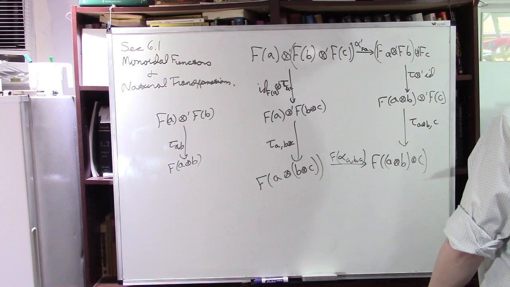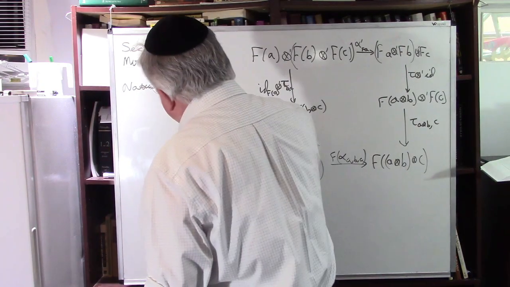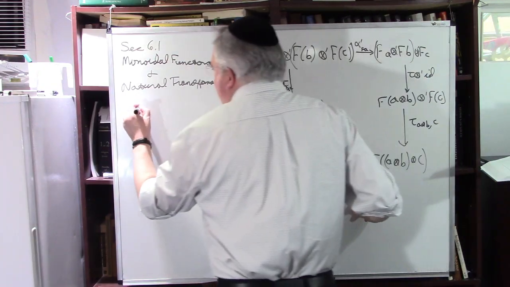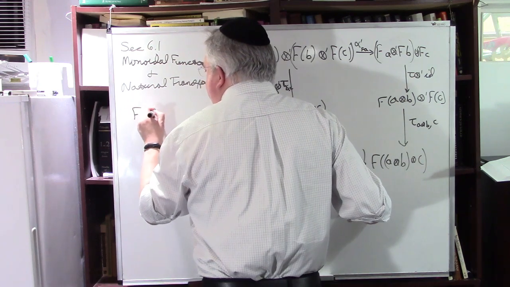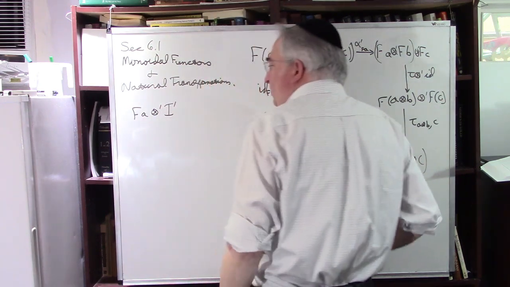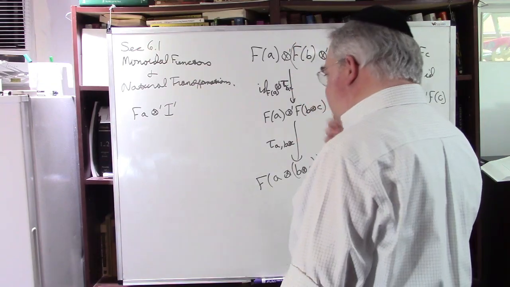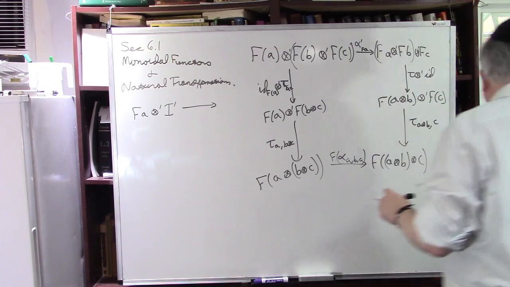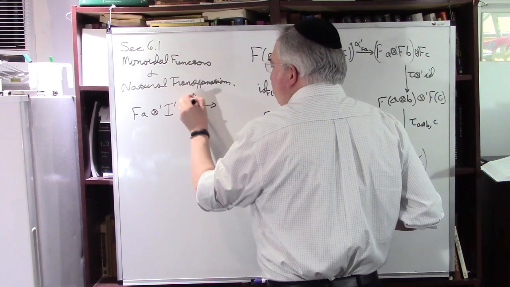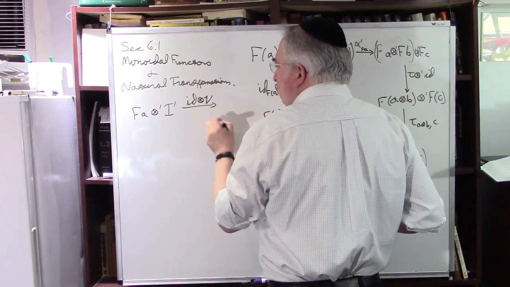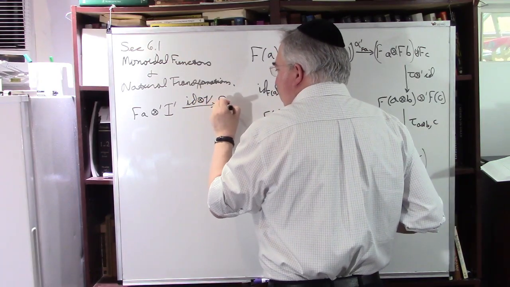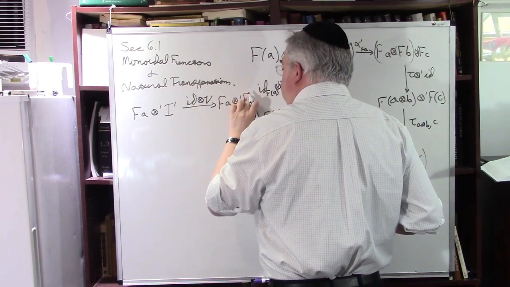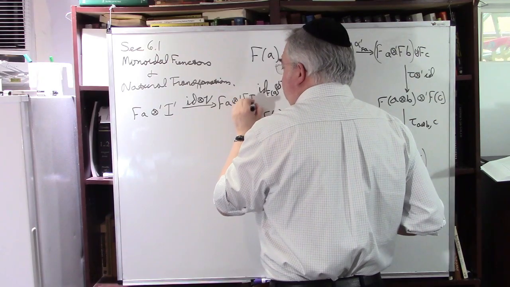We need 2 other requirements. Okay, I'm going to write one of them, and it goes as follows: F of A tensor prime of I prime. Okay, so this is happening in the second category. Okay, we can do identity tensor V. Okay, and so what is that? F of A tensor prime F of I.